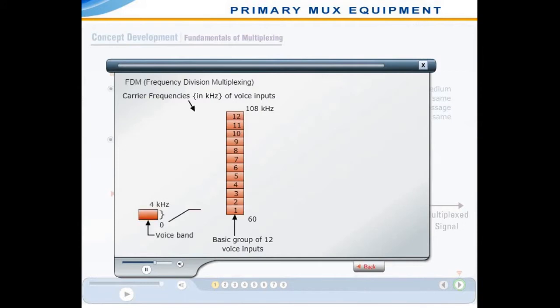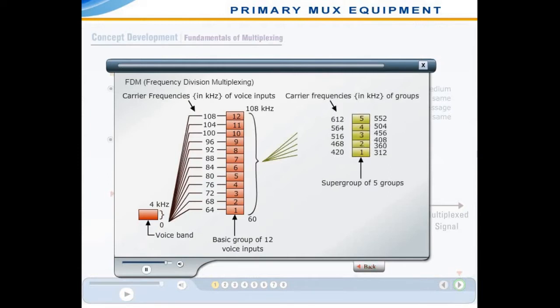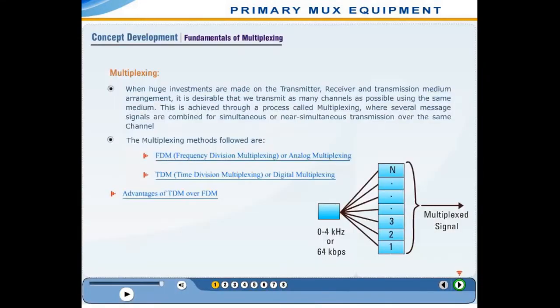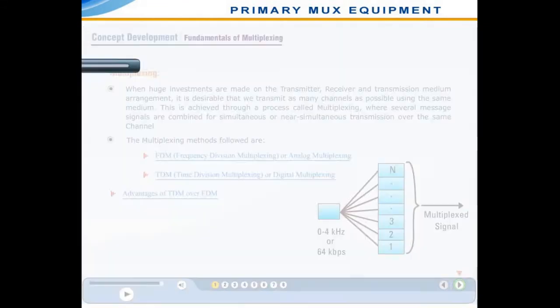The human voice band of 0 to 4 kHz is packed into a basic group of 12 voice inputs from 60 to 108 kHz, which again is packed into a supergroup of 5 groups ranging from 312 to 552 kHz.